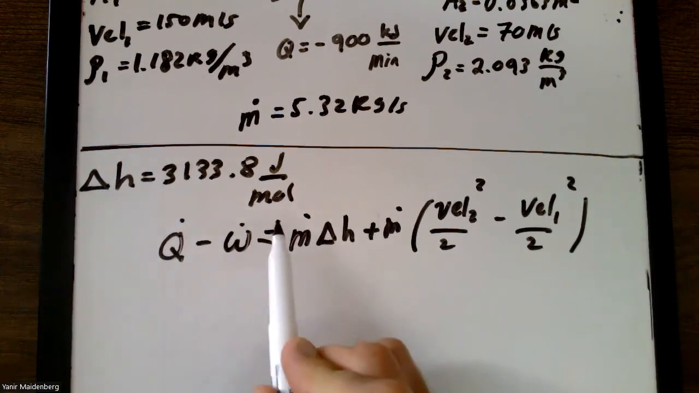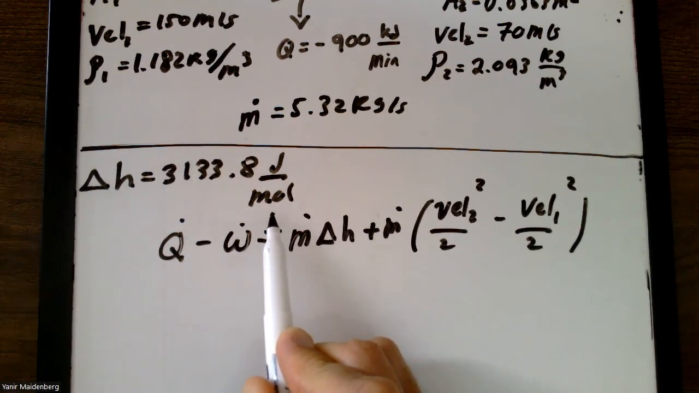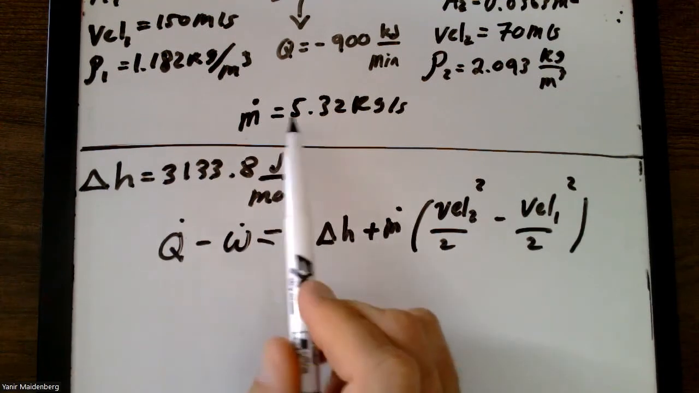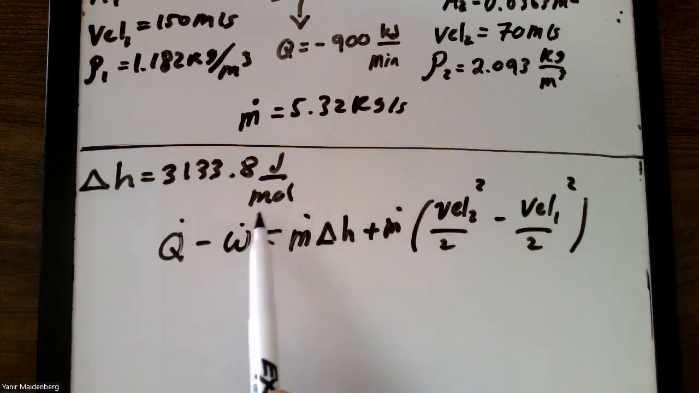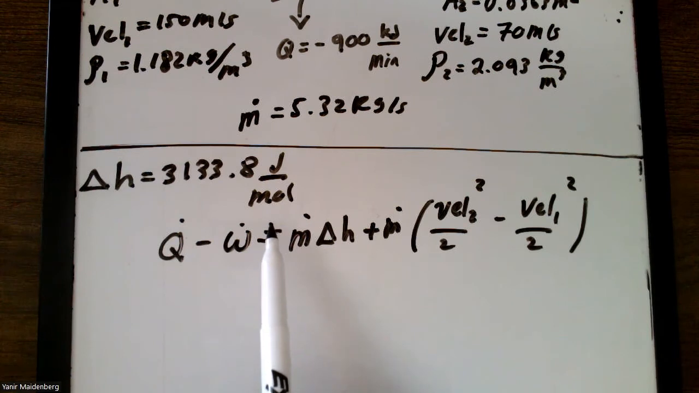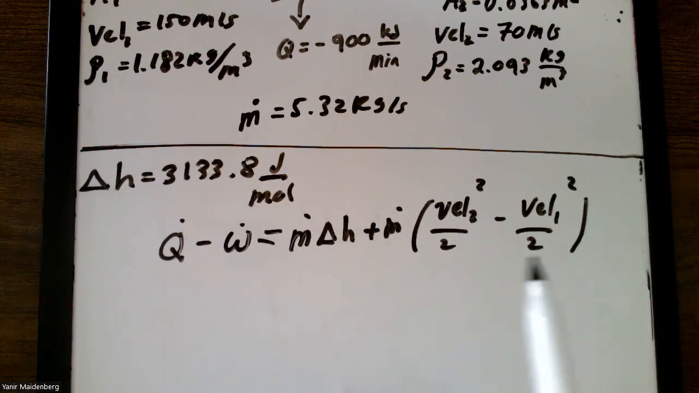Okay, so we have a mole here. And ordinarily, it will be okay to use if our flow rate here was in a mole flow rate, but we have that in kilogram basis. So we need to convert this to joules per kilogram. Okay, and once we do that, we pretty much have everything else. So let me just do that really quick.